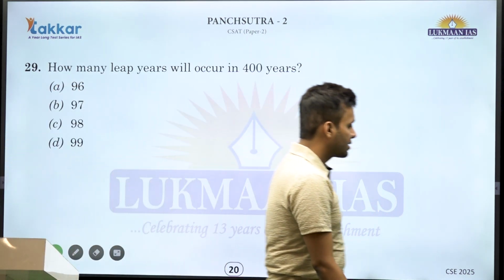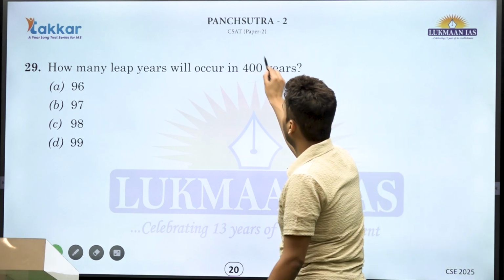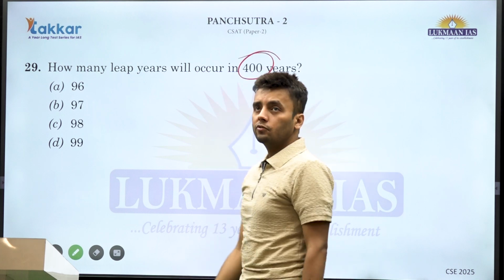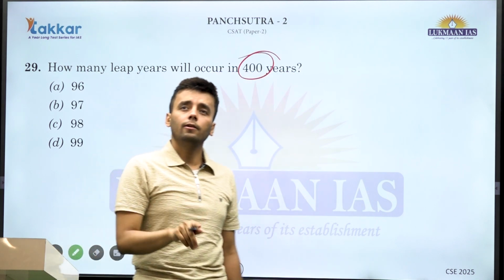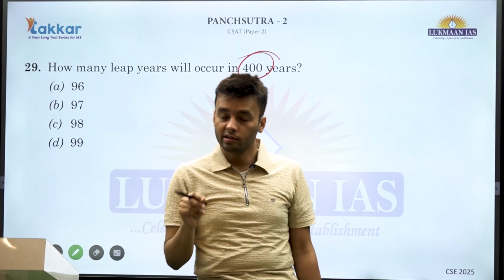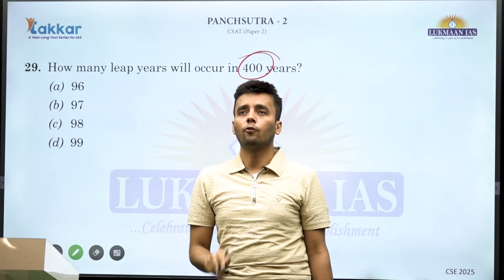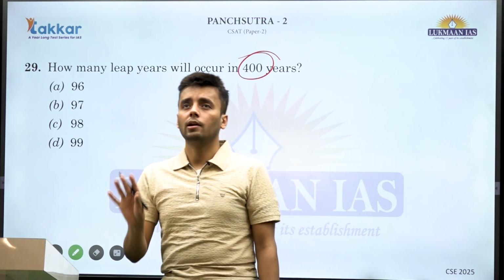How many leap years will occur in 400 years? First we need to know the condition for a year to be a leap year. If the year is divisible by 4 but not by 100, unless it is divisible by 400, then it will be a leap year.